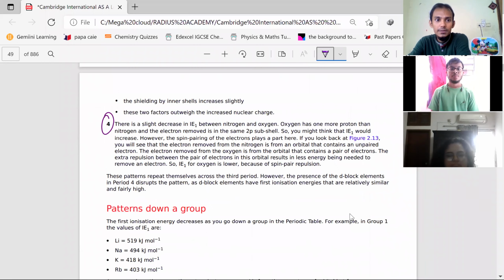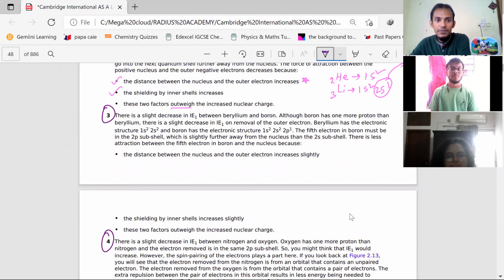এটাই দেখো এখানে ডিসকাস করছে। There is a slight decrease in first ionisation energy between beryllium and boron. Although boron has one more proton than beryllium, there is a slight decrease in energy on removal of the outer electron. Beryllium has the electronic structure 1s2 2s2. The fifth electron in boron must be in the 2p subshell, which is slightly further away from the nucleus than the 2s subshell. There is less attraction between the fifth electron in boron and the nucleus because of these three factors. The distance between the nucleus and the outer electron increases slightly because it is 2p1.